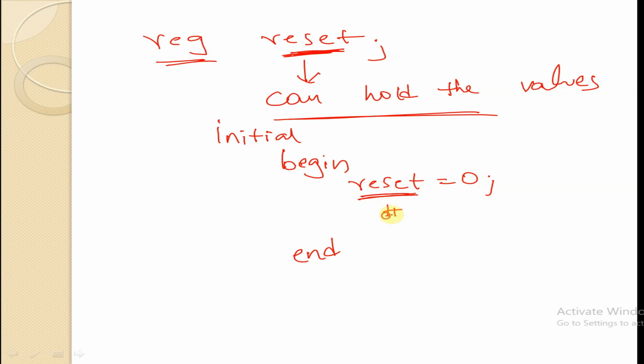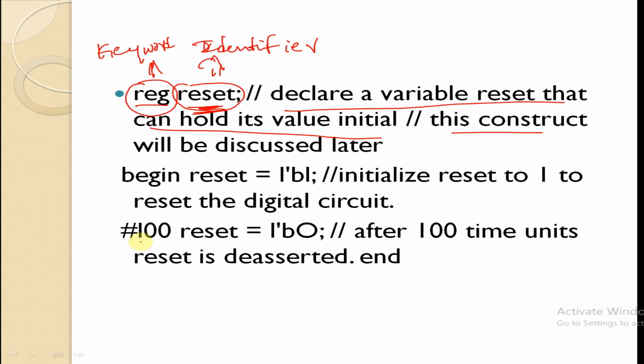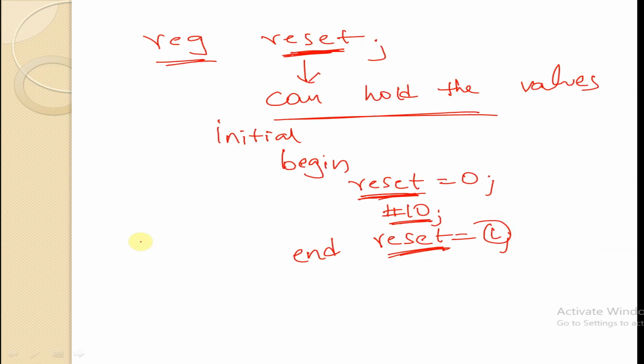For suppose, after 10 time units, we will discuss this timing in the next videos, reset will be equal to 1. So for 10 time units reset will hold the value of 0, and after 1 is assigned to it, the value in reset is changed to 1. So like this, registers are used for storing values. Is this clear for everyone?